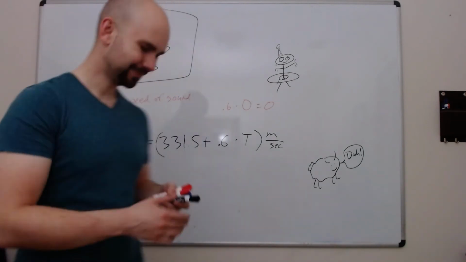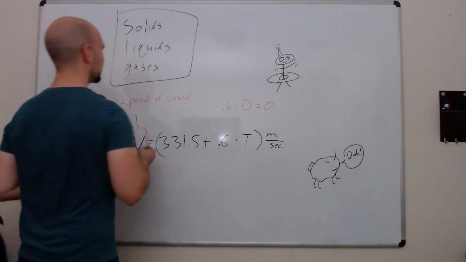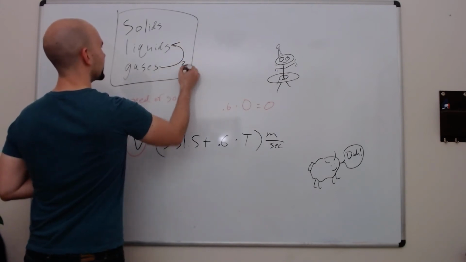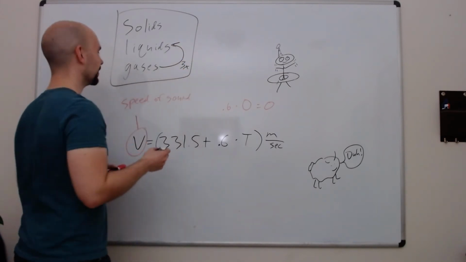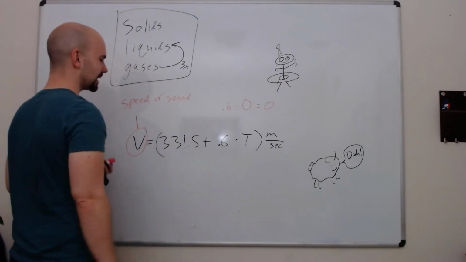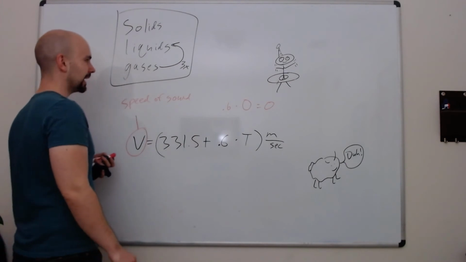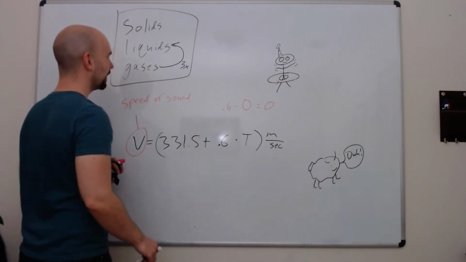Okay, I found it. So the speed of sound in a liquid tends to be about 3 times faster than the speed of sound in air. So roughly 1,000 meters per second through water as opposed to a third of that through air.